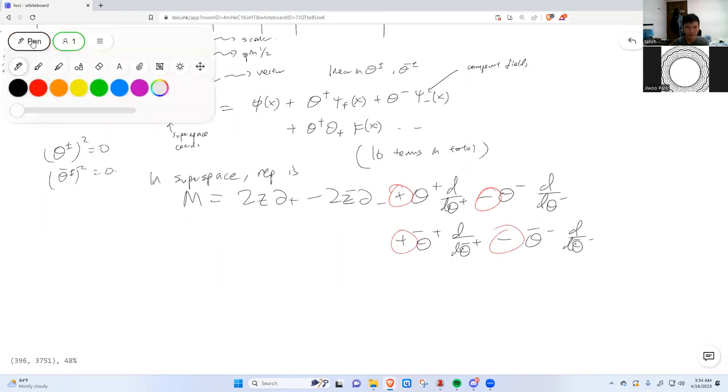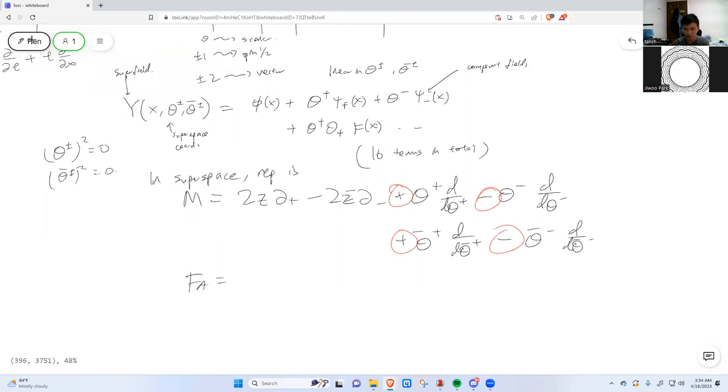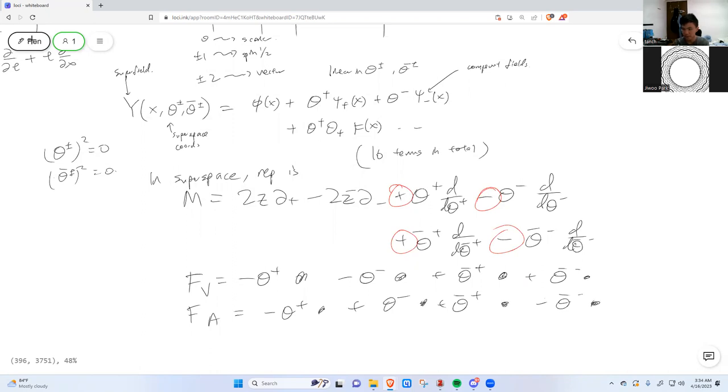So if I continue writing it for F_A and F_B, I wouldn't write the derivatives just to save some time, but basically they are like this. I'm just copying this from my notebook. Oh sorry, this is F_V. This is F_V. F_A is minus theta plus, theta minus, plus theta, and minus theta. Yeah, so the black dots over here are derivatives, these things that I denote as derivatives.